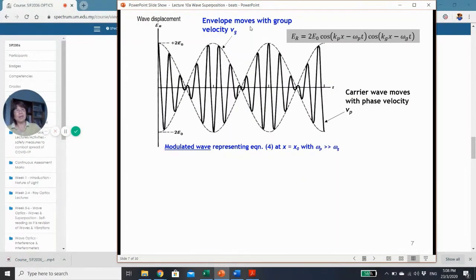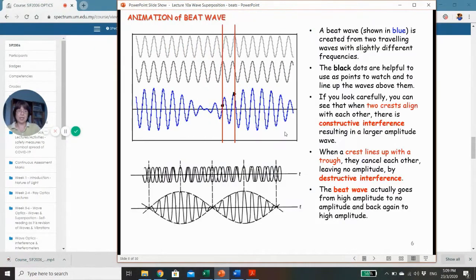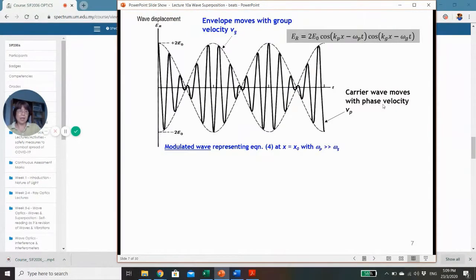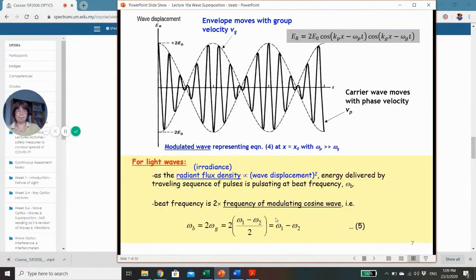Then we find that this envelope actually moves with a certain speed. As you can see, the envelope itself is moving with a certain speed. But the carrier wave also moves with its own speed, which is called the phase velocity. And the envelope wave moves with a velocity called group velocity. Now, for light waves, we talk about energy delivered. We talk about the irradiance, which is proportional to the wave displacement squared.